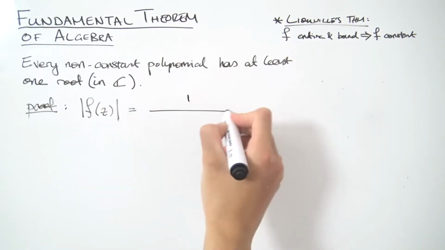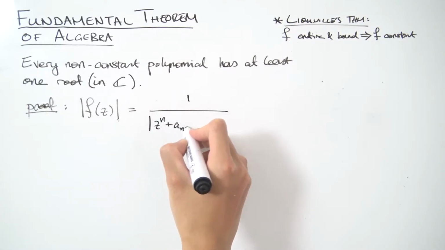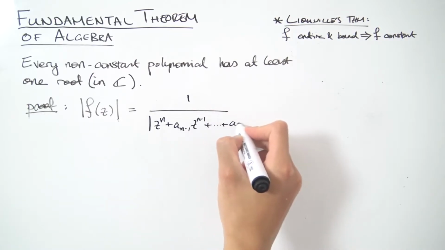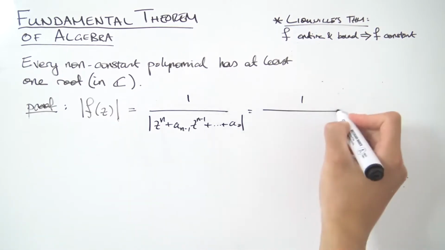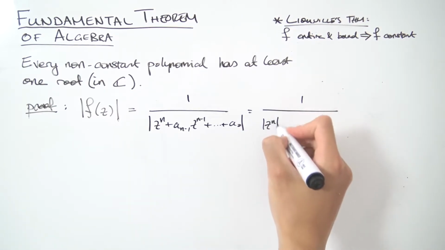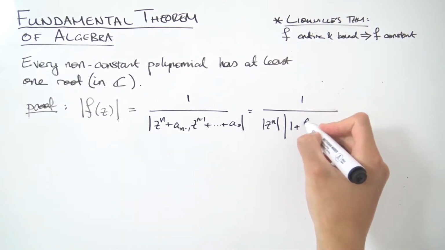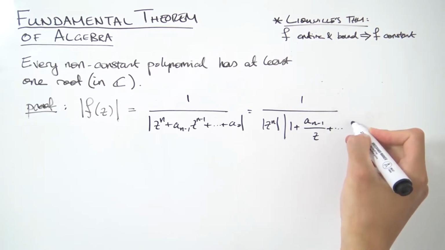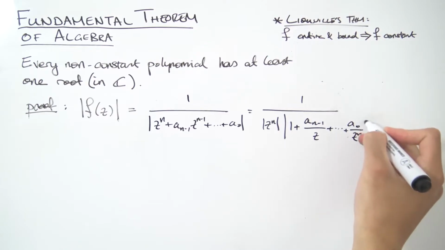So this is 1 over the absolute value of z to the n plus a_{n-1} z to the n minus 1 plus all the way down until a_0. Now what I'll do is I'm going to factor out z to the n. So this is 1 over the absolute value of z to the n. Then what's left on the inside? Well, we have 1 plus a_{n-1} over z, and then all the way down until we have plus a_0 over z to the n.